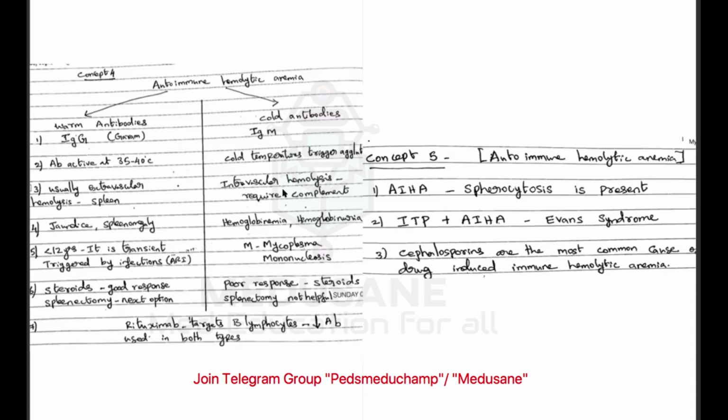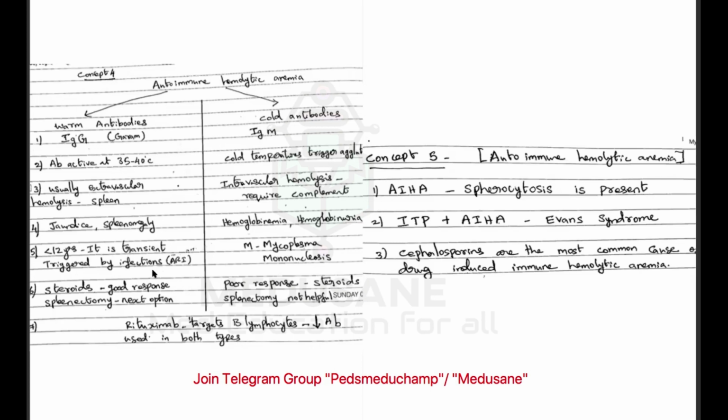Here, as I said, it is intravascular, so you're going to have hemoglobinemia, haptoglobin is going to reduce, and finally you will have hemoglobinuria and hemosiderinuria. And in children, the advantage is that warm hemolytic anemia under 12 years is very transient. It has a very good prognosis. It is often triggered by respiratory tract infections, and it settles down very fast, like within 6 months. So the warm hemolytic anemia settles down fast.